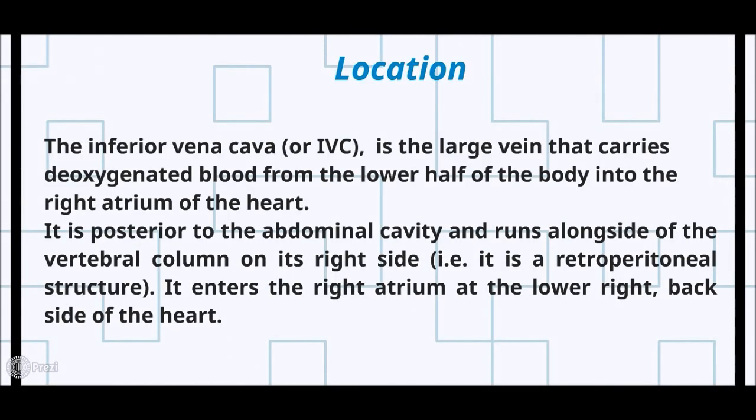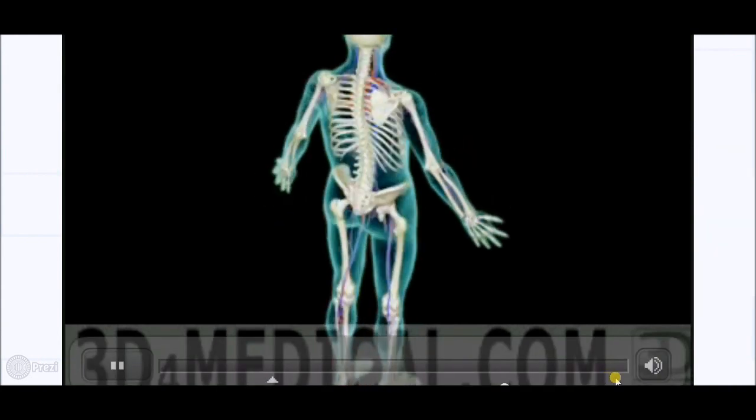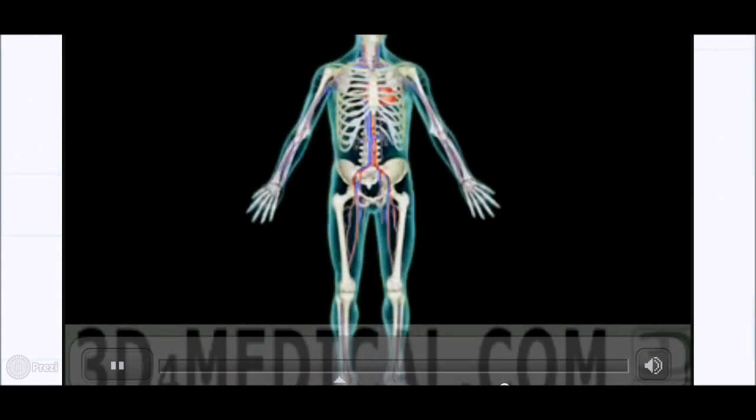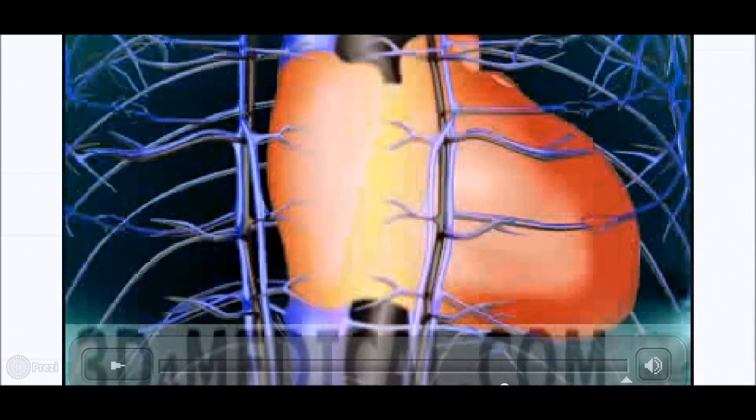In the abdominal cavity, the inferior vena cava runs alongside the vertebral column on its right side. It's a retroperitoneal structure and it carries the blood from the lower half of the body. Here we observe how the inferior vena cava goes on the right side of the abdominal aorta and the vertebral column. It anastomoses with the azygous vein system and venous plexus.